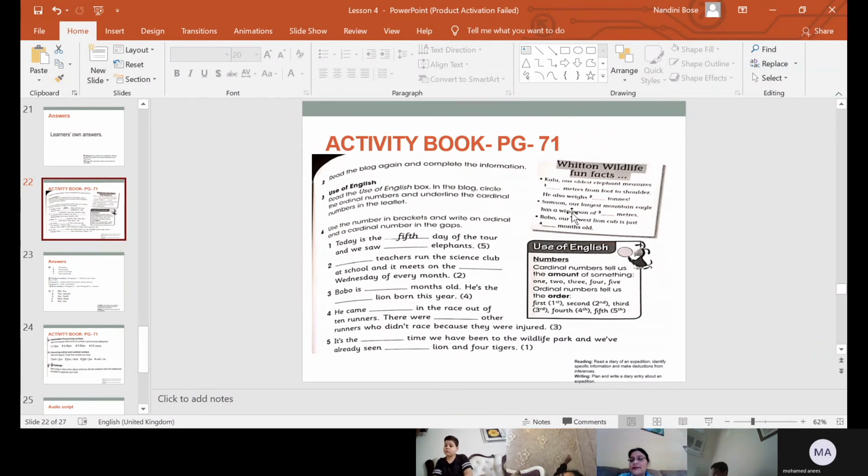Hala, this one. Samson, our largest mountain eagle, has a wingspan of? 1.5. I didn't do it because I didn't understand the question. 1.5 meters. Now are you understanding, Hala? Okay, 1.5 meters. And next one. Bobo, our newest lion cub, is just how many months old? Amin, have you done this? Can you tell me how many months old? Four. Very good. Excellent. So write down four here. 4 months old.